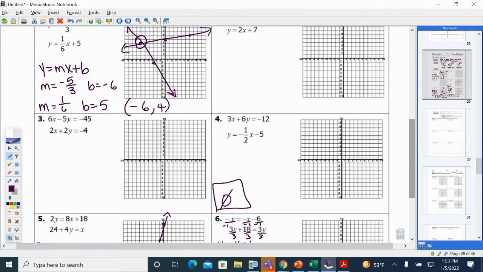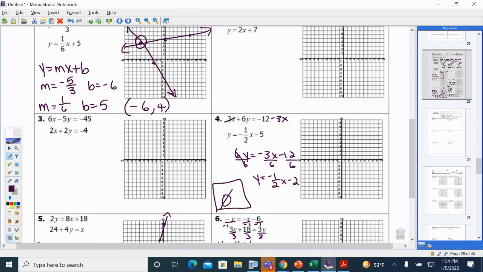For number 4, the second equation looks great: y equals -1/2 x minus 5. Looking at your first equation, we want to subtract the 3x first. So it says 6y equals -3x minus 12. And when we divide everything by 6, we get y equals -3 divided by 6, which reduces to -1/2 x. And then -12 divided by 6 is -2.